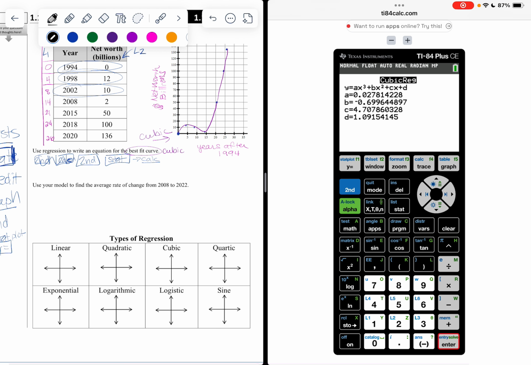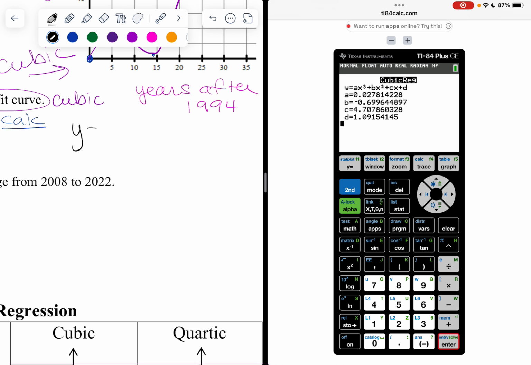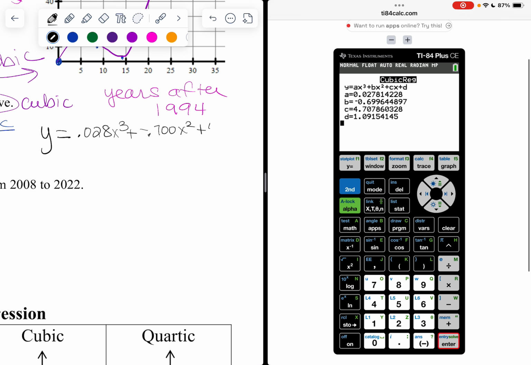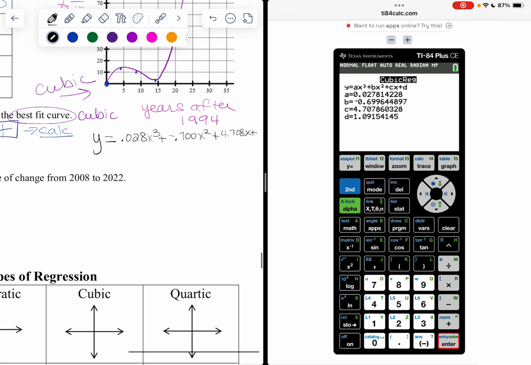So it says, hey, your cubic regression is going to be y equals a, which in this case is 0.0278. So we're going to go ax cubed, which is 0.028x cubed, plus b, which in this case is negative 0.6996, which is 0.700 if I round it, and that's x squared, plus c, we know c is 4.7078, so that's going to be 4.708x, plus the value of d, which is 1.092. Okay, so there's my equation.